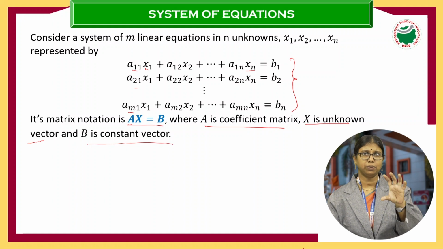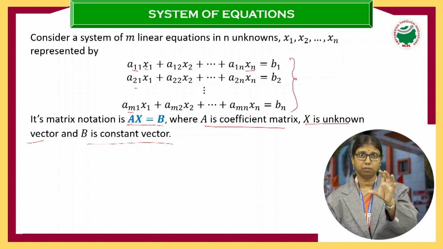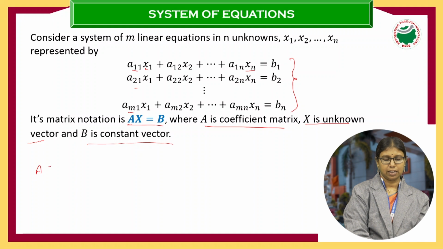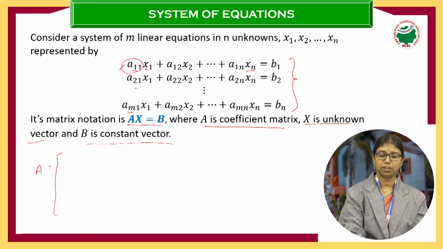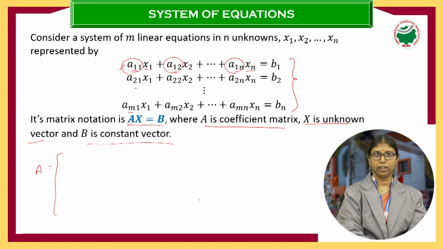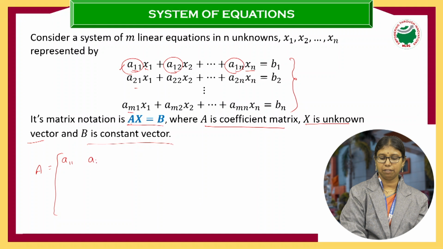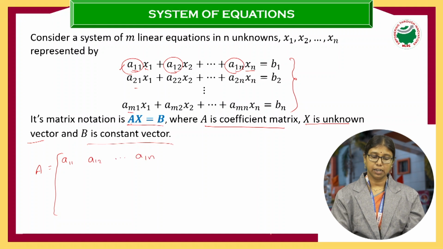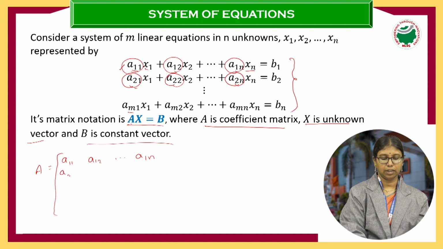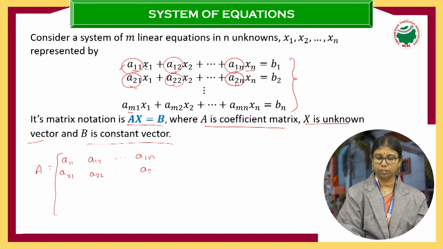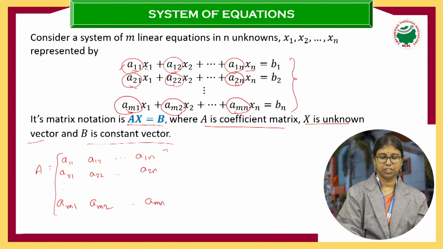Coefficient matrix means you have m equations, and you collect all the coefficients from the m equations in your matrix A. The first row is the coefficients from the first equation, a11, a12, up to a1n. Similarly, the second equation coefficients are a21, a22, and so on up to a2n, so your second row is a21, a22 and so on up to a2n. Like that, the last equation, the mth equation, has coefficients am1, am2 and so on up to amn. This one is called the coefficient matrix.